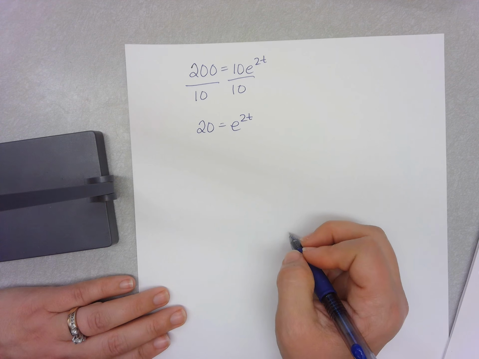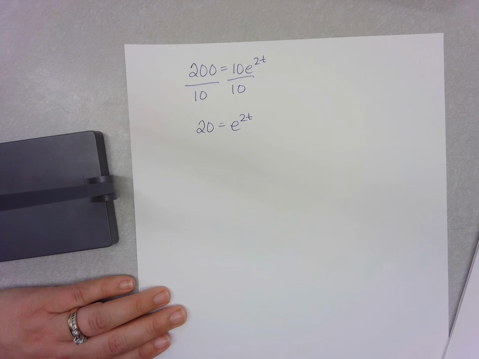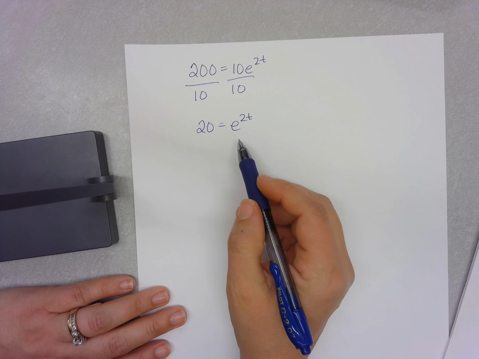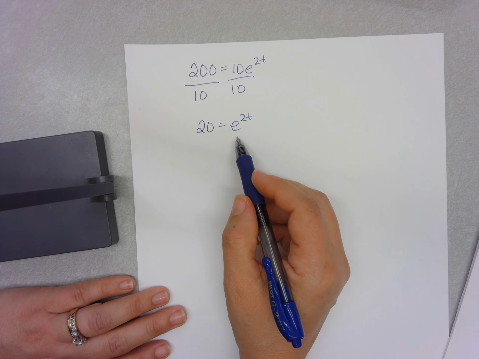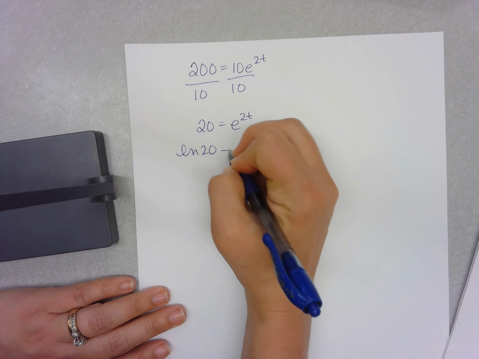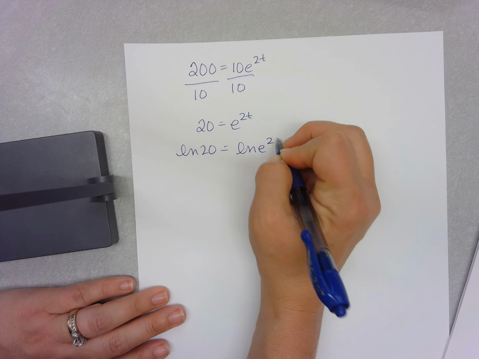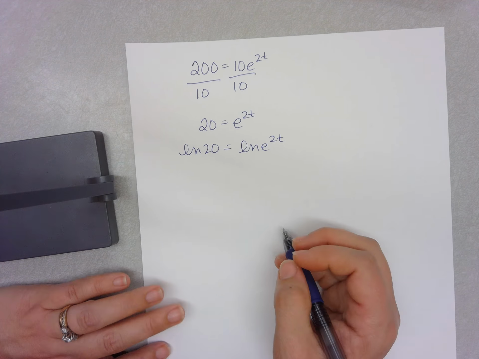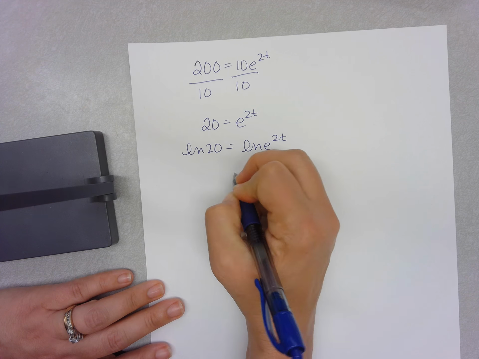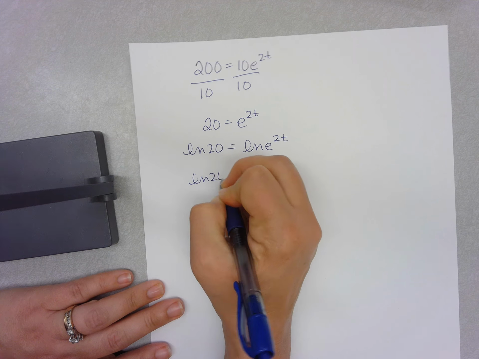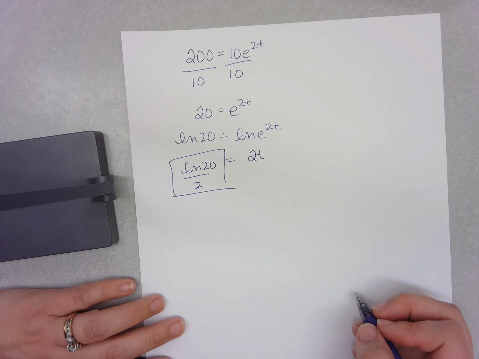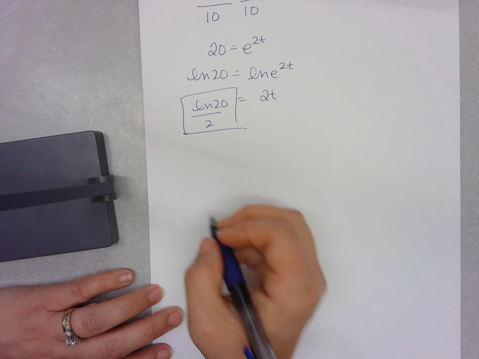And now on the previous exercises, I didn't really have to use ln. I could have used log. But this time, since I'm dealing with e directly, I definitely want to use the natural log of both sides. So natural log of 20 equals the natural log of e to the 2t. And I am going to then just simplify this side. It just becomes 2t equals ln 20. And I divide by 2, and there's my t. All right, so let me just do one more of those.